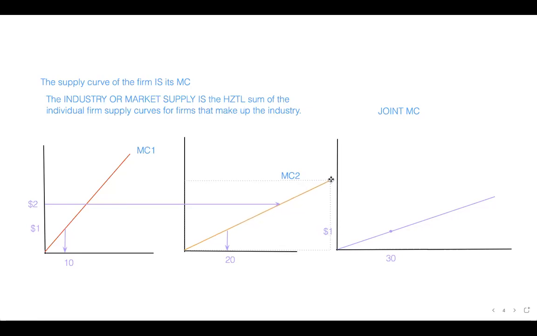Okay, are you with me? Yes, I get it. Okay, yeah. And then I would do the same thing at $2. And let's just say the units would be 15 from firm one and 45 from firm two. And then at $2 for the industry, right, I would get 15 plus 25, I would get 40. Well, actually, it looks like it'd be more than that.